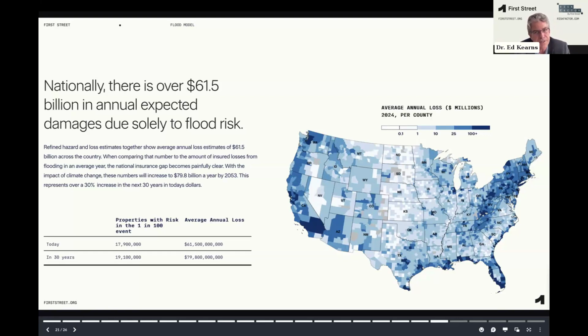With this kind of information, our intention at First Street is that people can prepare. You can prepare your business, you can prepare your home. Climate change doesn't have to take you by surprise. You can understand how this is going to happen. You can be prepared for these kinds of losses through insurance or hardening your home or whatever it might be, or hardening your business against these kinds of risks.